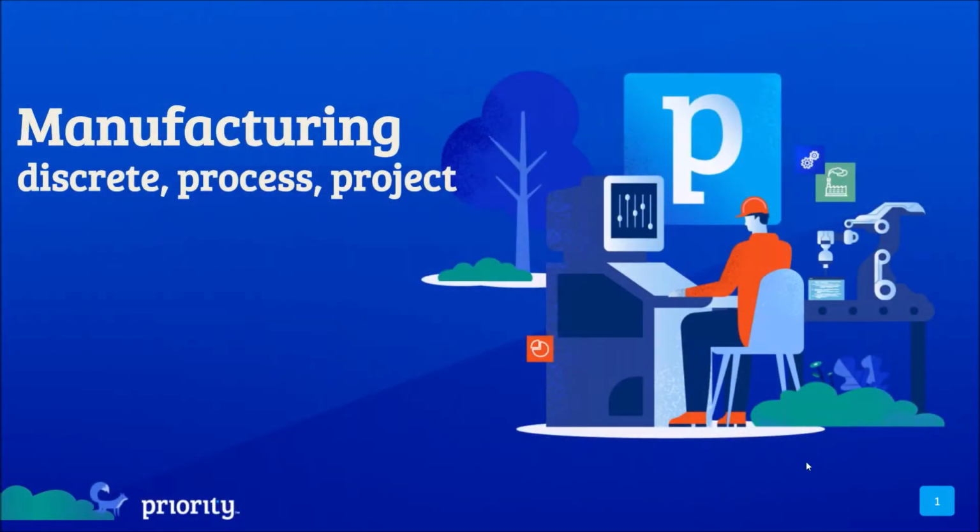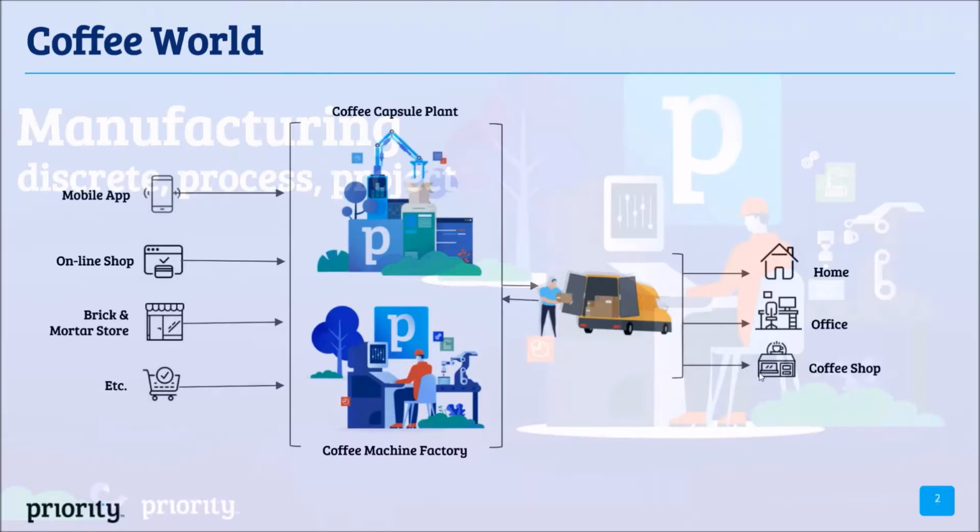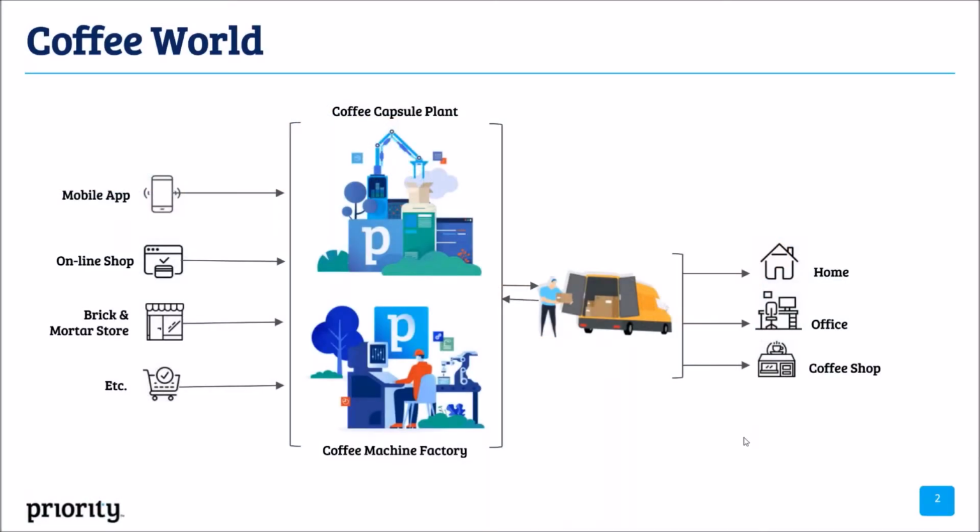Our demo today will focus on a company that has two manufacturing plants. The first factory manufactures coffee machines that are sold mostly off the shelf and sometimes per specific customer requests. The second factory manufactures coffee capsules for the coffee machines. Most of the manufacturing takes place in-house, whereas certain parts of the process are done by subcontractors.